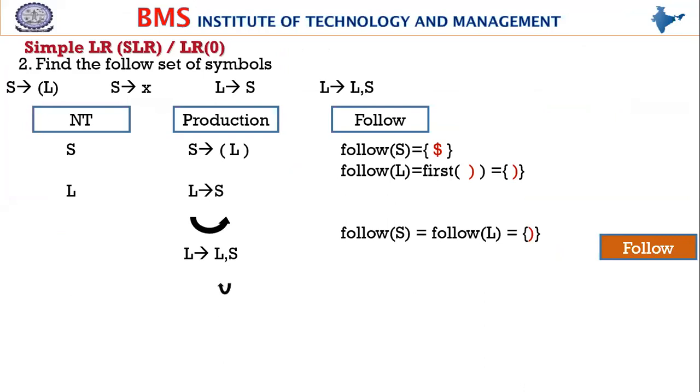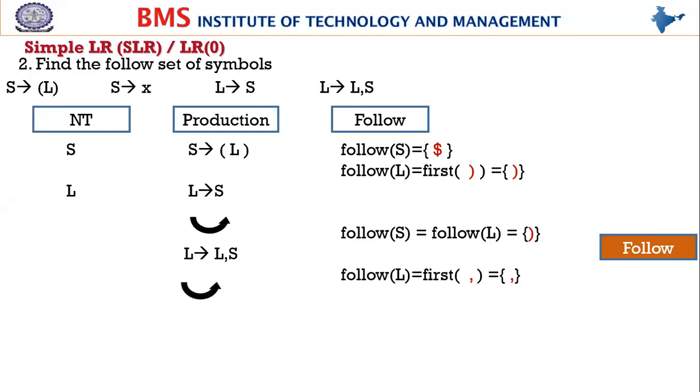Fine. So first step, this is of the form A produces alpha B beta. We are making the L as B first and then we're going to make S as B. Because of that reason, we should include the first of beta, that is comma, in follow of L. So for that reason, we got follow of L is equal to first of beta, that is comma itself.